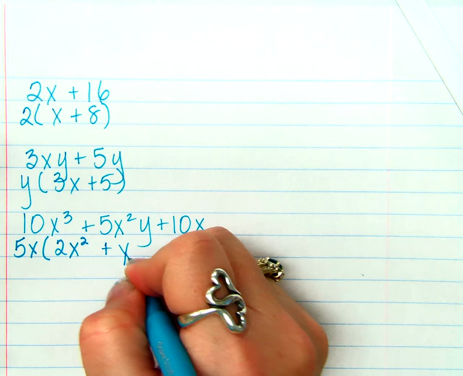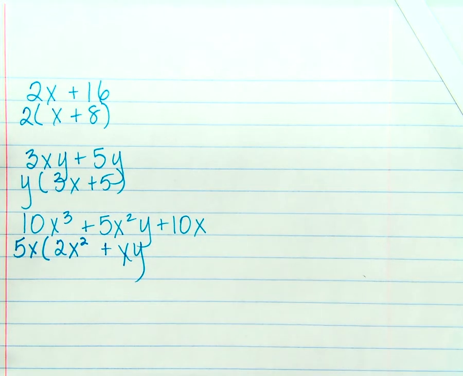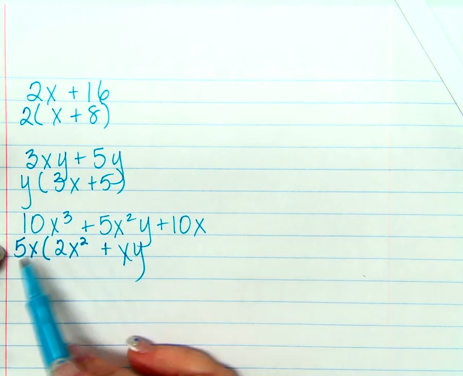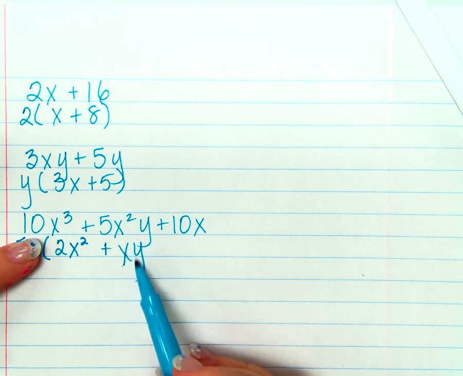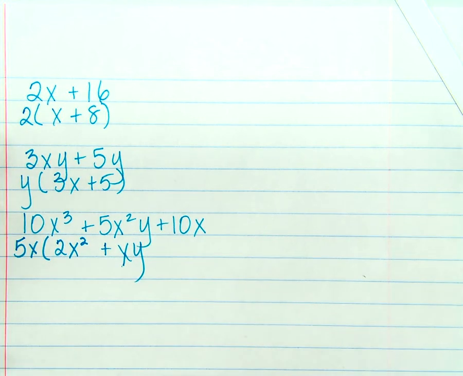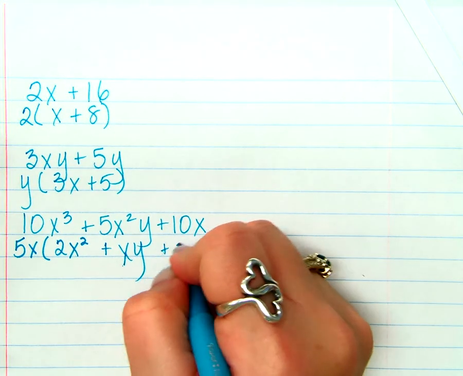xy. How about if I write xy like I said? 5 divided by 5 is 1. x squared divided by x is x. And then there's just a y left, right? What about the last term? Plus 2.